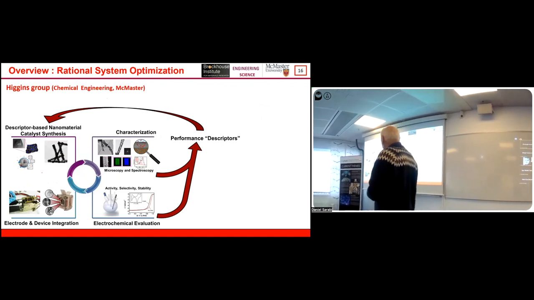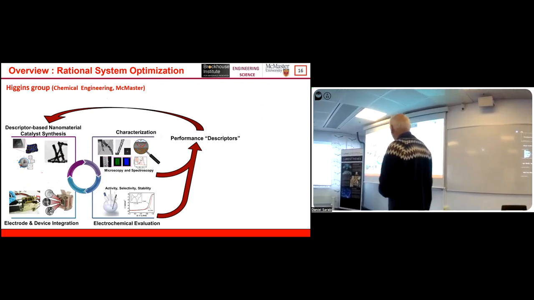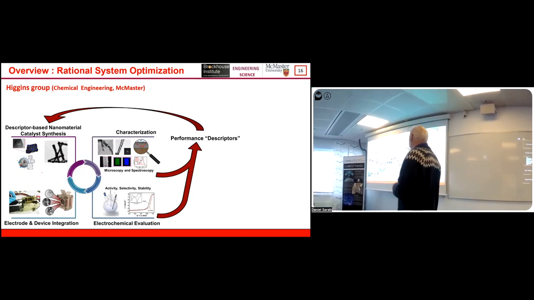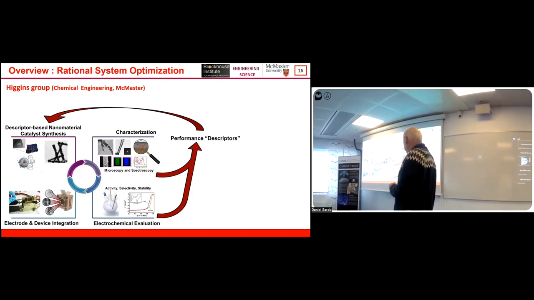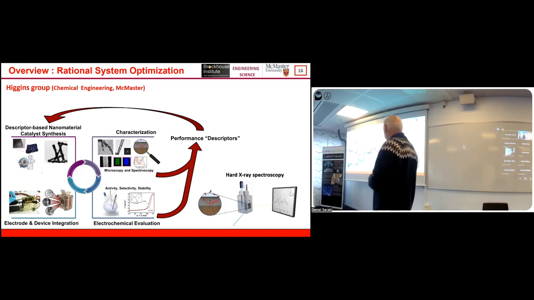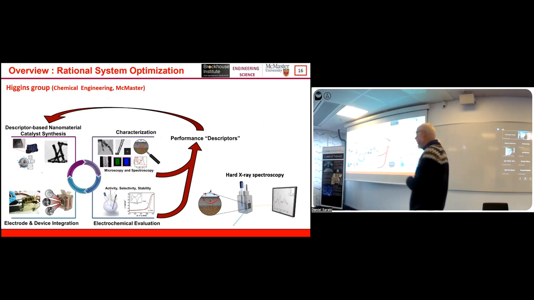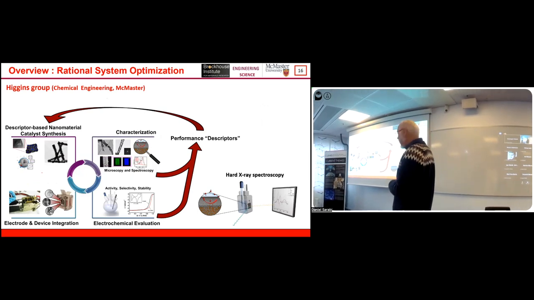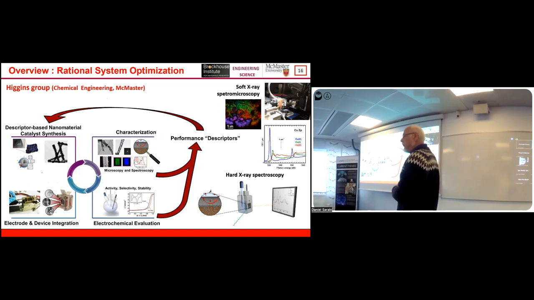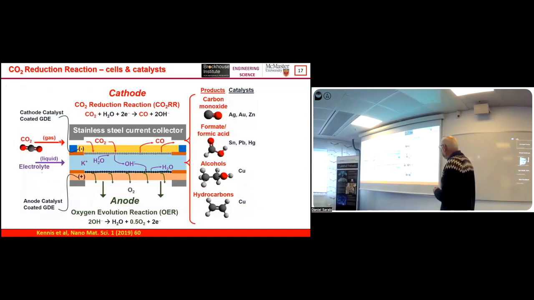Drew Higgins has been at McMaster for 3 years now, and has set up a very ambitious set of experimental teams dealing with all aspects from synthesis of new catalyst materials to integration into devices to electrochemical evaluation and then various characterizations. His expertise is in X-ray spectroscopy on the characterization side, and we're collaborating then to combine soft and hard X-ray techniques to study materials.